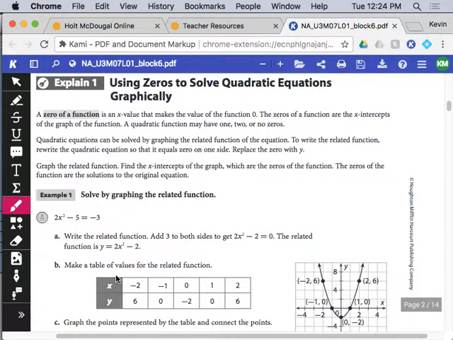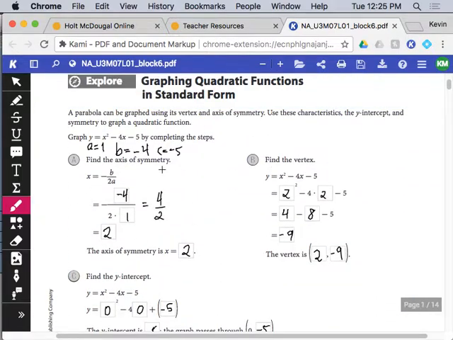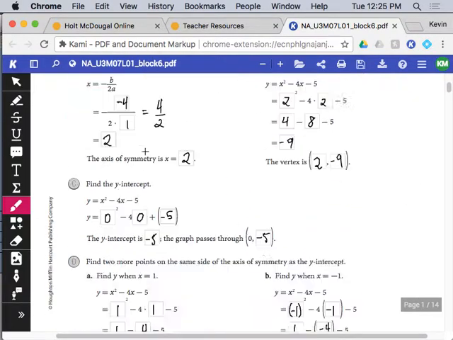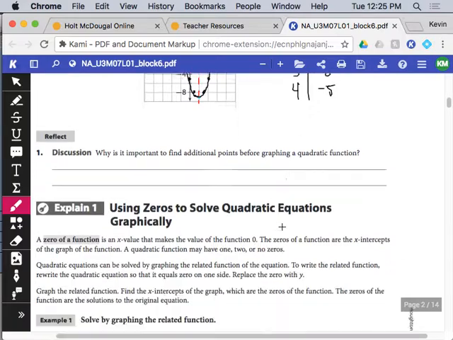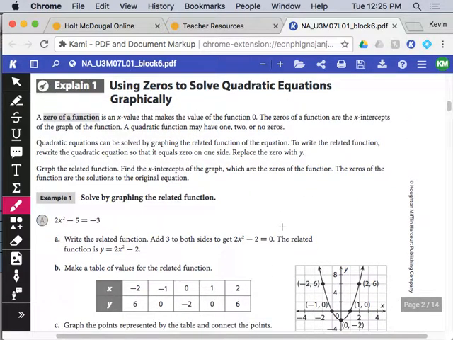Now, the meat and potatoes of this lesson is what we're getting into now. Using zeros to solve quadratic equations graphically. But before we go on, let's just recap. What did we do? We graphed this quadratic function in standard form. Okay. So now we are going to use zeros to solve equations, quadratic equations, graphically.